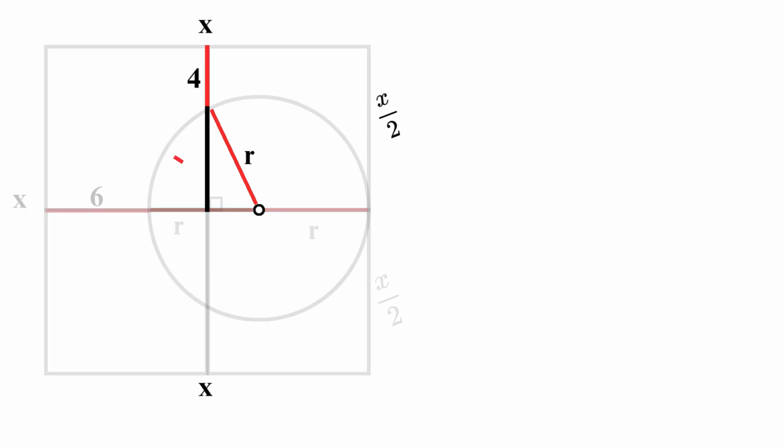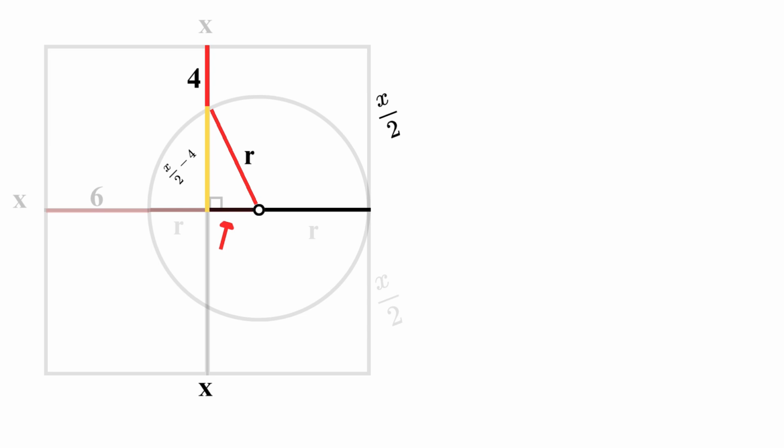First, look at the vertical side. The full length of this vertical side is x over 2, but we only need this lower portion. So for this, we subtract the upper part, which is 4 units. This gives us the vertical side length of the triangle. So, x over 2 minus 4.